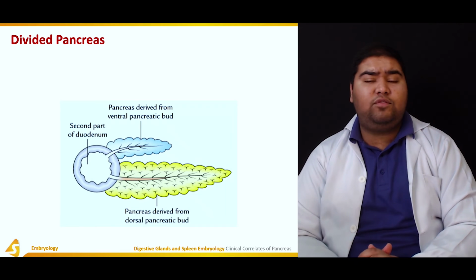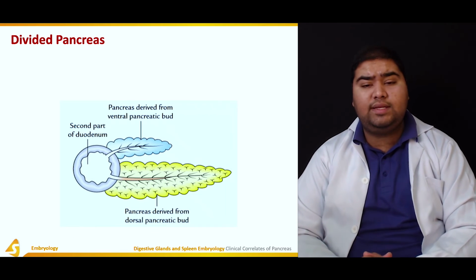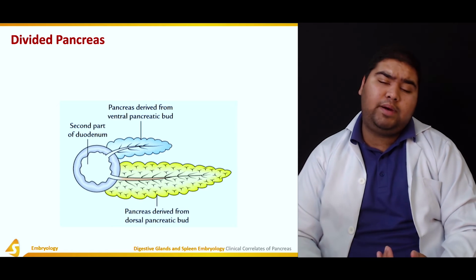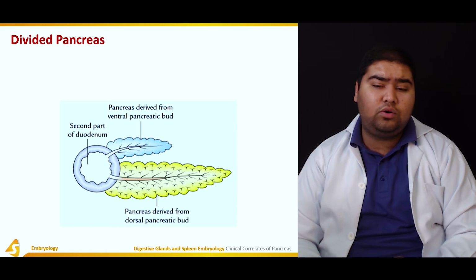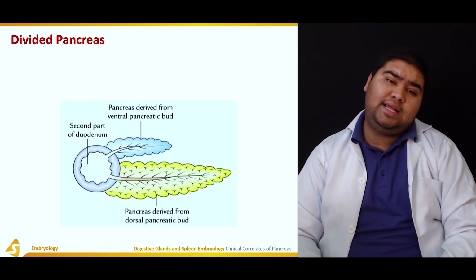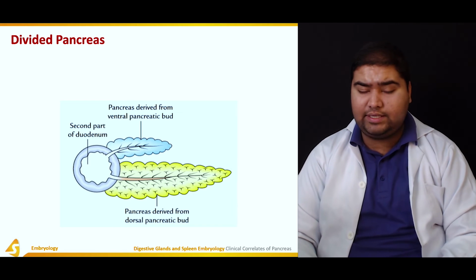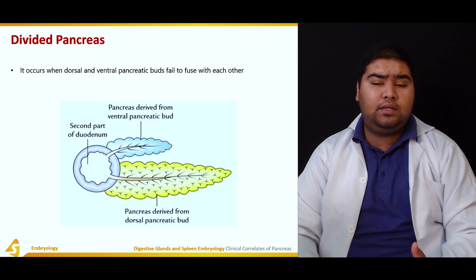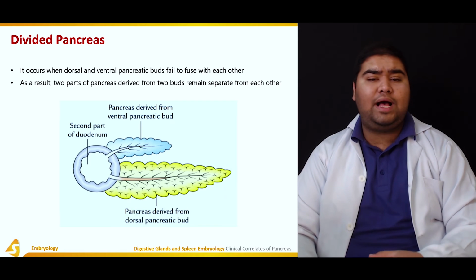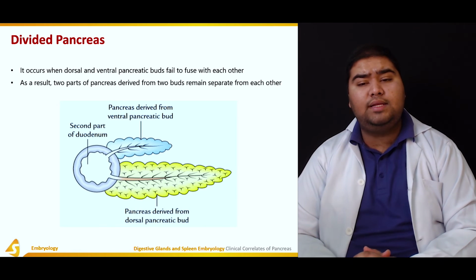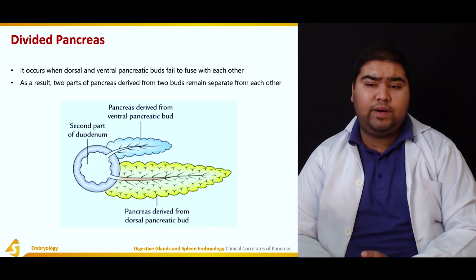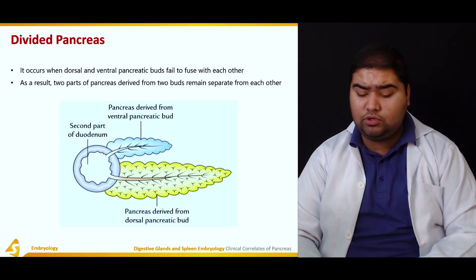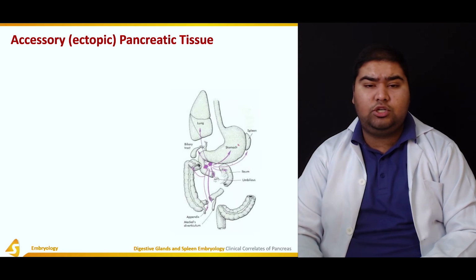So, what is a divided pancreas? As is very evident from the figure, the ventral pancreatic bud does not fuse with the dorsal pancreatic bud, as a result of which we have a divided pancreas. So, the ventral and the dorsal pancreatic buds fail to fuse. As a result, the two parts of the pancreas derived from the two buds remain separate from each other, and they drain separately into the second part of the duodenum.